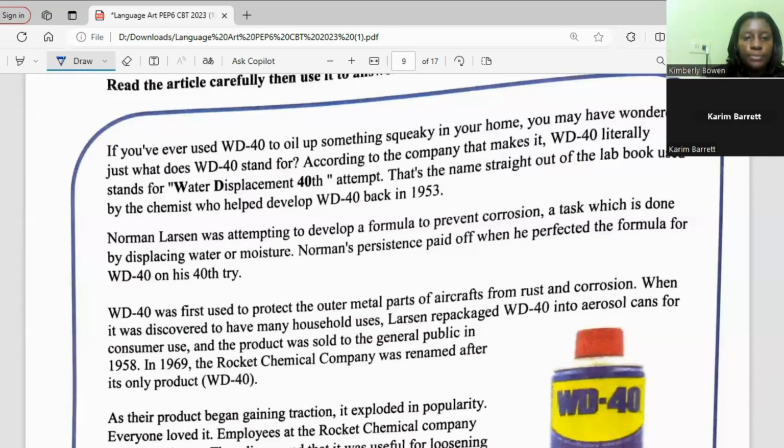Norman Larson was attempting to develop a formula to prevent corrosion, a task which is done by displacing water or moisture. Norman's persistence paid off when he perfected the formula for WD-40 on his 40th try.